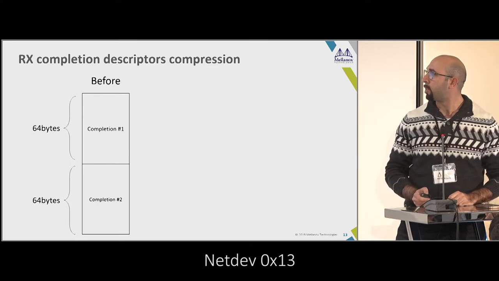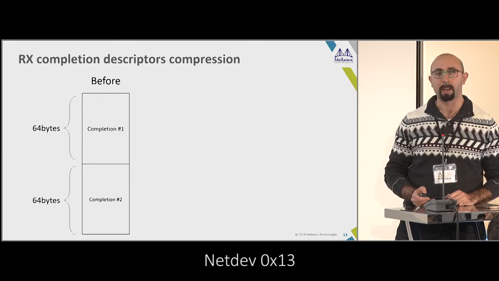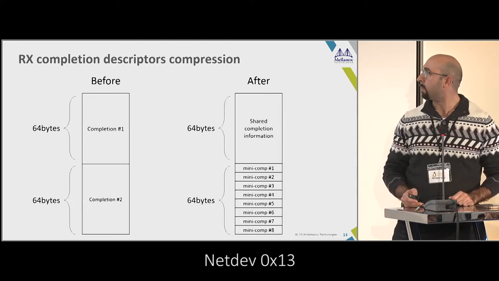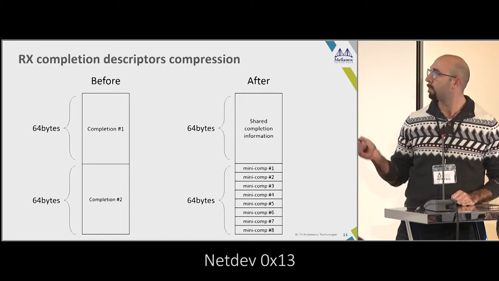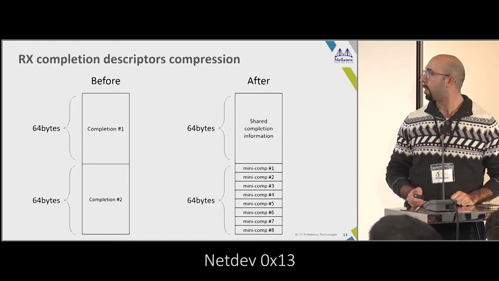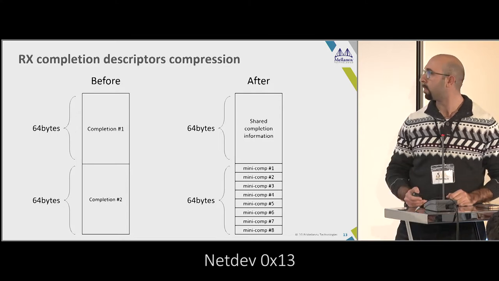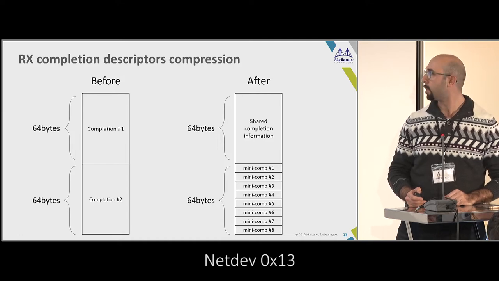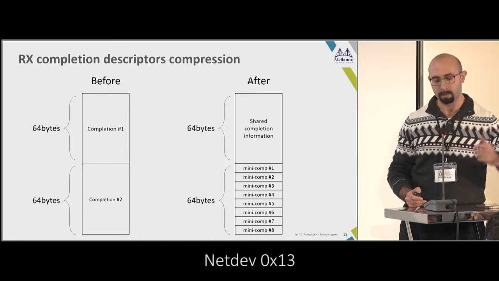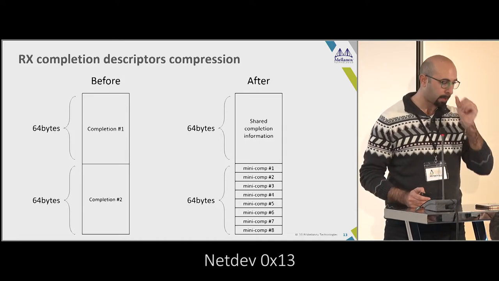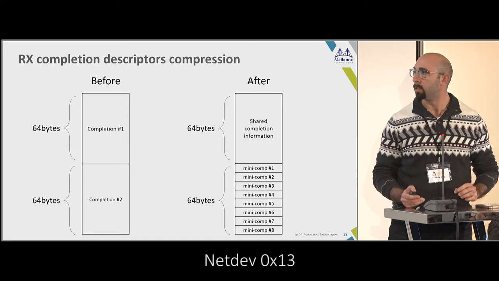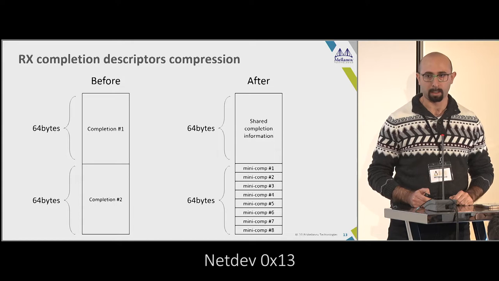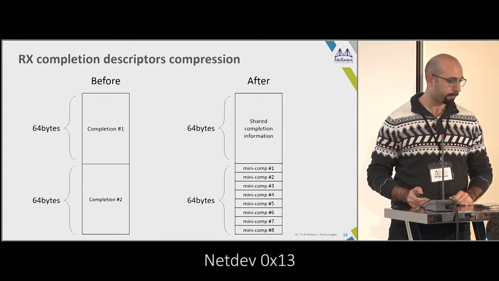Okay, so before the feature, we had completion of 64 bytes per packet. After that, we have some shared information of 64 bytes. Then mini completions with unique information, 8 bytes each. So you can open the session and compress. You can get up to 1/8 of the original overhead.